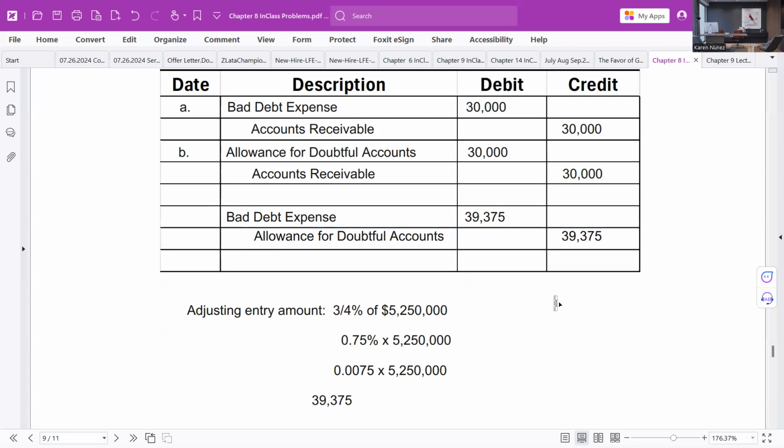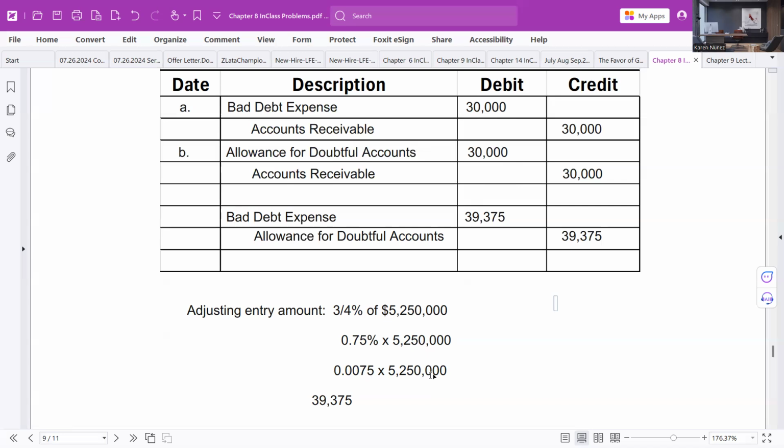And there we are. We can compare the direct write-off method for writing off uncollectible accounts, $30,000 worth of uncollectible accounts in Part A, with the allowance method, the percent of sales allowance method. We write off $30,000 worth of accounts, and then we make our end of year adjusting entry based on 0.75% of our sales. Convert that percent to a decimal, move the decimal 2 places to the left, 0.0075 times the 5,250,000.